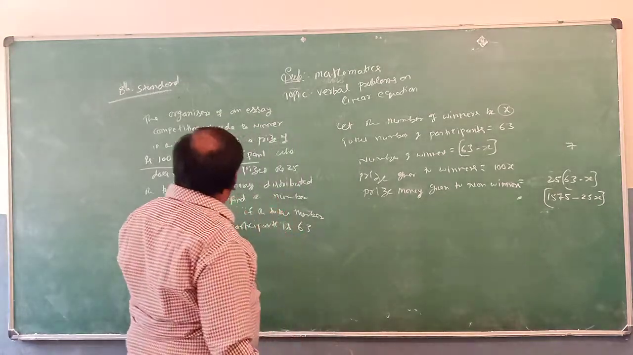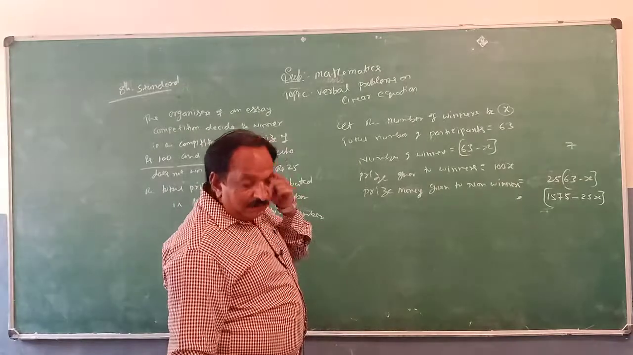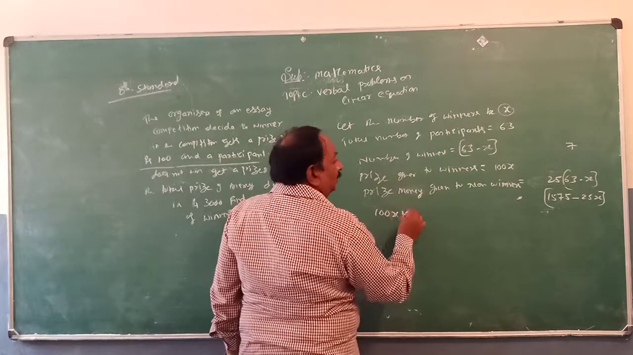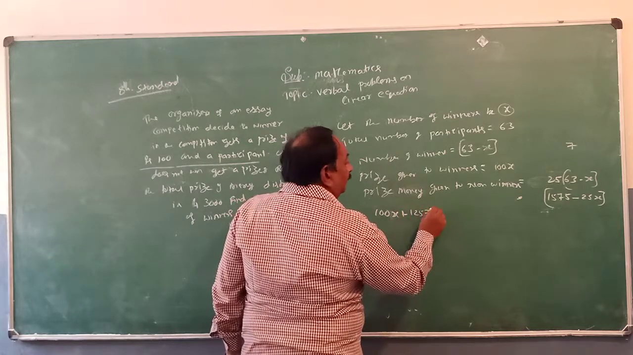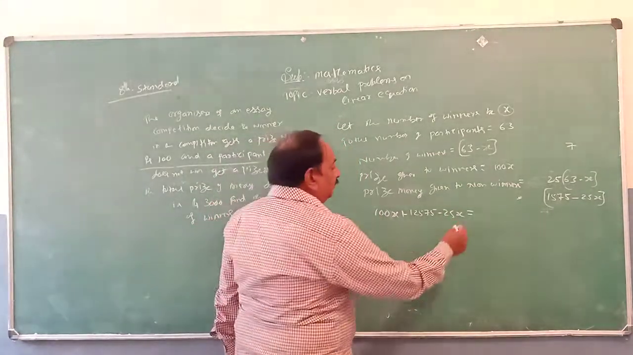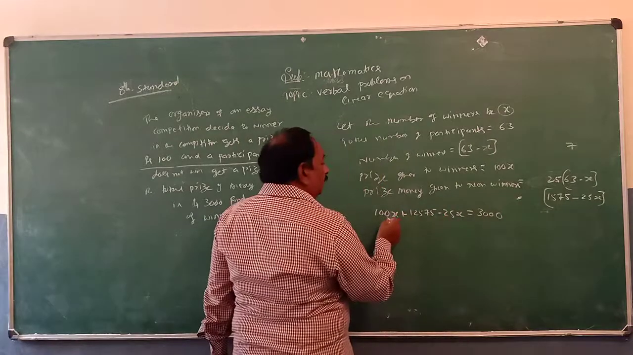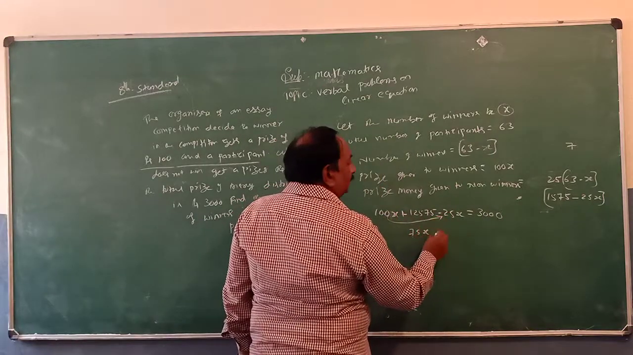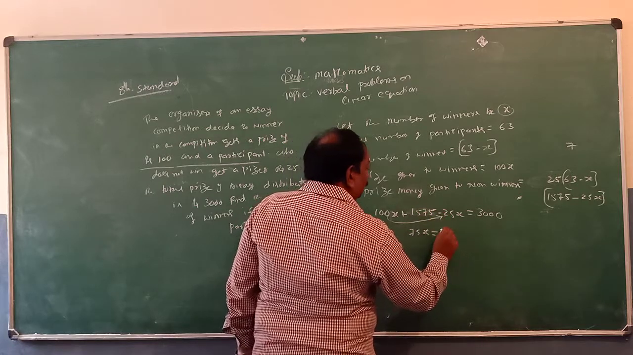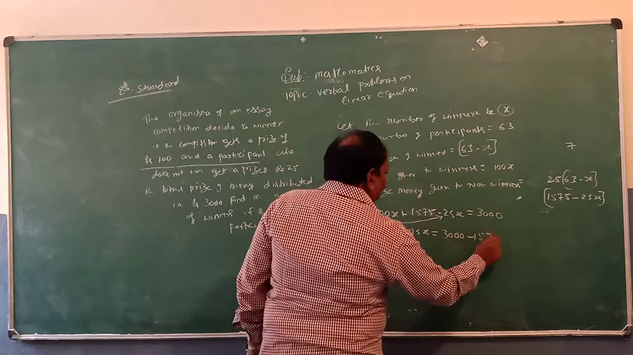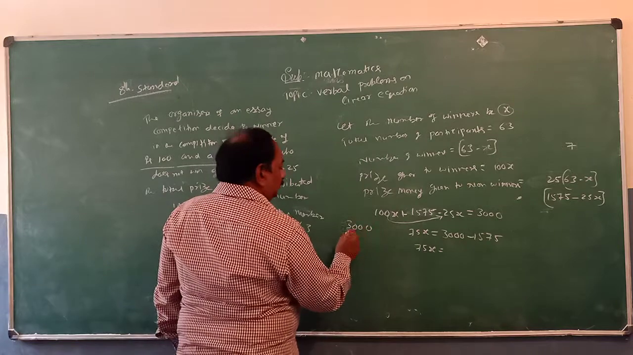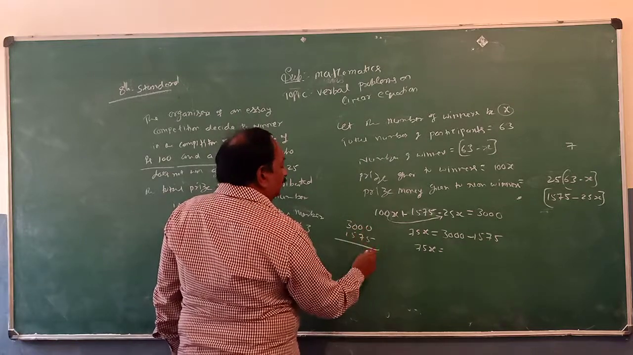Therefore, the total amount for the prize is 3000. How will we solve this problem? Winners 100x plus 1575 minus 25x is equal to 3000. 100 minus 25, 75x plus 1575 is equal to 3000, so 75x is equal to 3000 minus 1575.